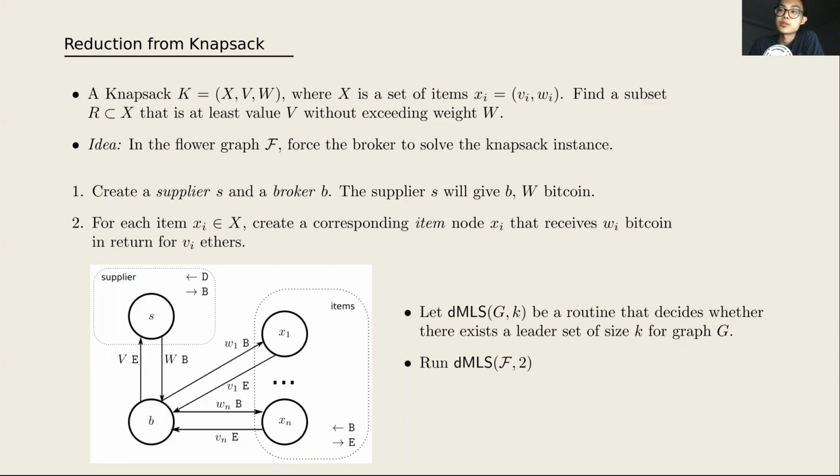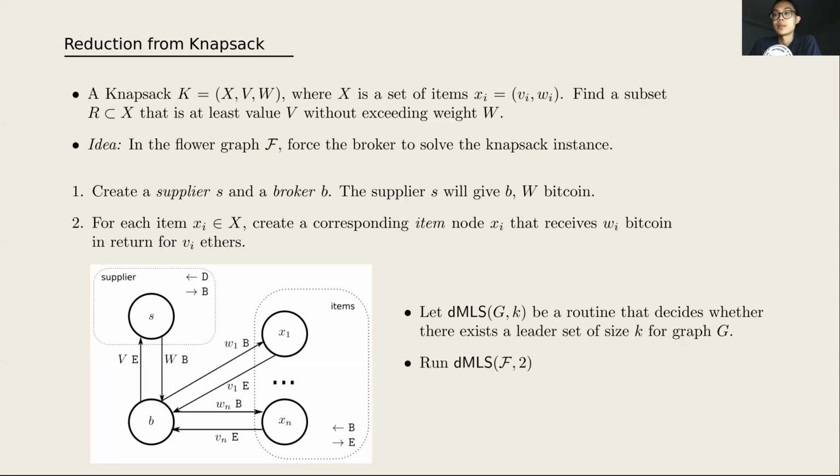And then in that case, what we can do is if we're given this decision procedure, DMLS, which stands for decision minimum leader set with parameters G, which is a transaction graph, and an integer K, let this be a routine that decides whether there exists a leader set of size K for the graph G.